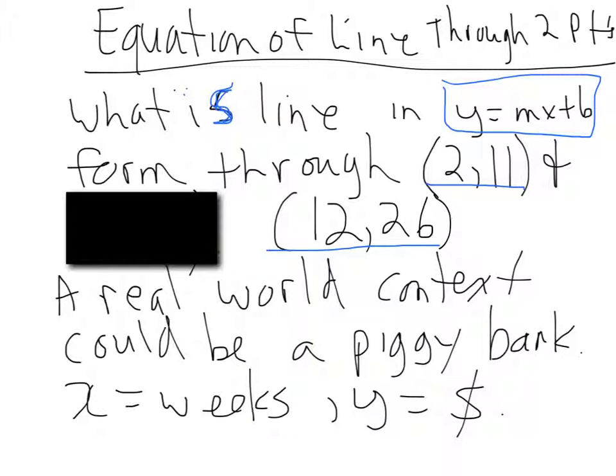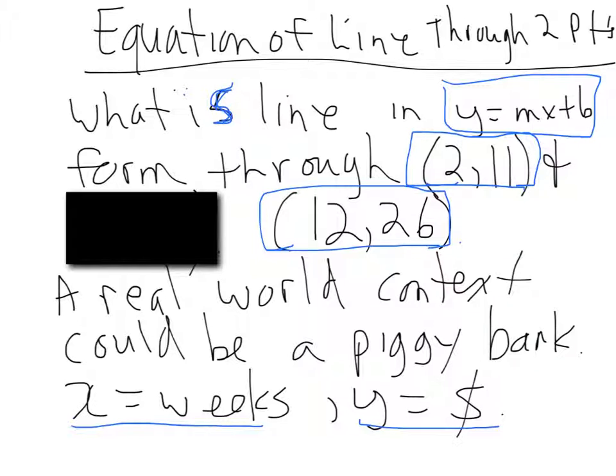So a real-life context for this would be a piggy bank, which we've used many times in class. You could let x be the number of weeks and y be the dollars. In other words, there's a piggy bank, and after 2 weeks it has $11 in it, and after 12 weeks it has $26 in it, and we have to get an equation that is a piggy bank rule. So how much money did that piggy bank start with, and how is it changing over time? So that's what I'm doing. I'm coming up with an equation.